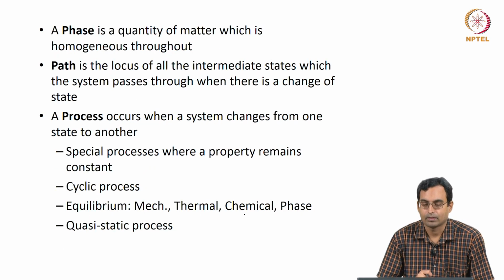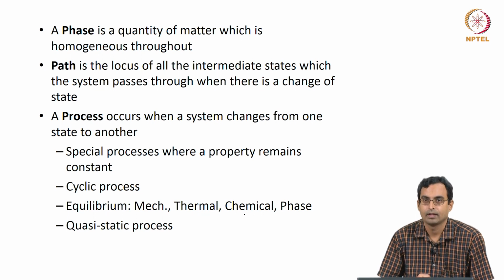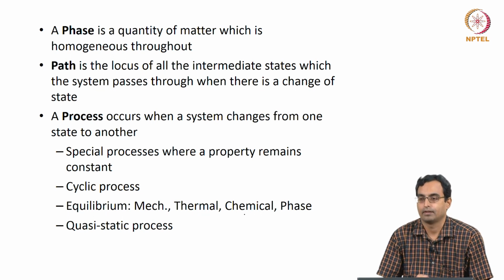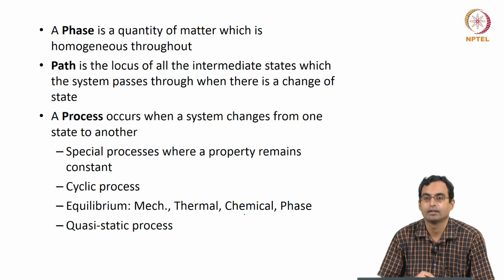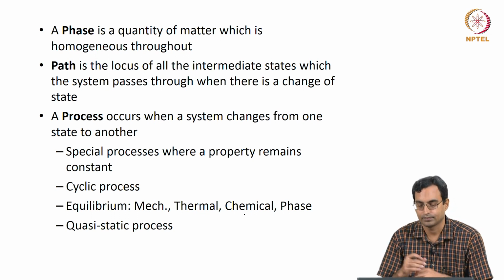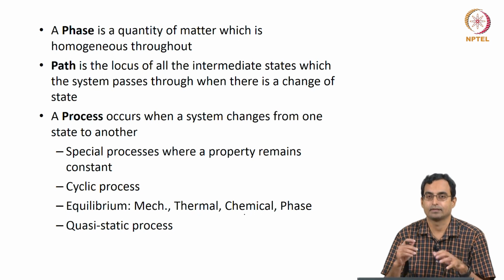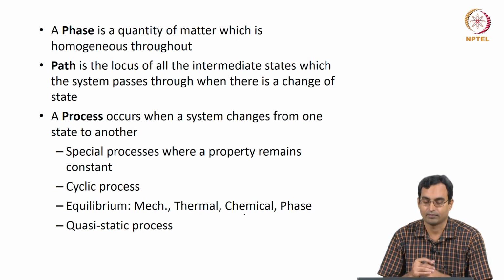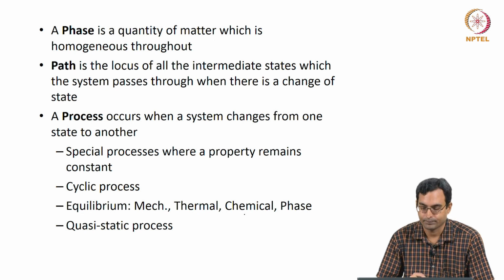So, we also have what is called a phase, which is a quantity of matter which is homogeneous throughout. We talk of, for example, a solid phase, a liquid phase, a gaseous phase for the air around. We can also talk of plasmas. In solids, we can have various different kinds of solid phases, but for the purpose of this course, we are just interested in a solid phase, a liquid phase and a vapor phase, and we will look at some changes in phase between these.